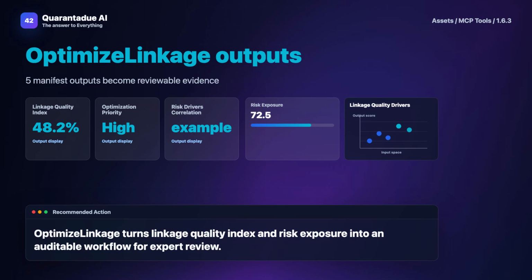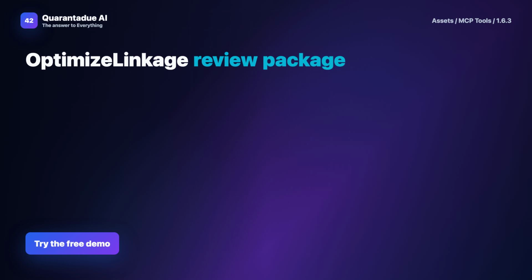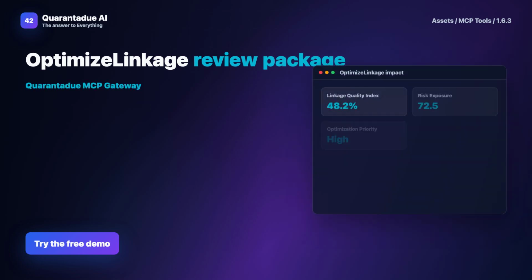Optimize Linkage returns structured outputs such as linkage quality index, risk exposure, optimization priority, linkage quality drivers, and risk drivers correlation. These outputs are designed to support review, reporting, comparison, and follow-up actions.